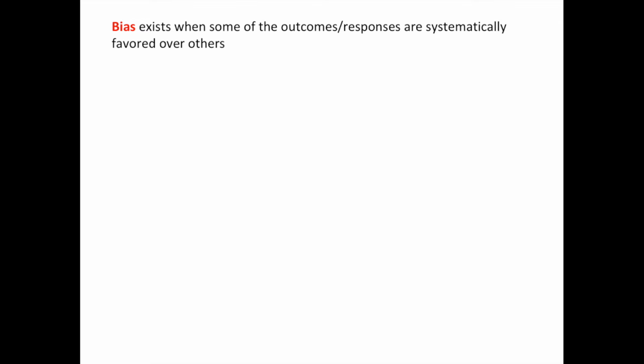This video covers different types of bias, so make sure you understand the different types of sampling as well as experimentation so that you have a reference for where bias can occur. Bias exists when some of the outcomes or responses are systematically favored over others when you're sampling.